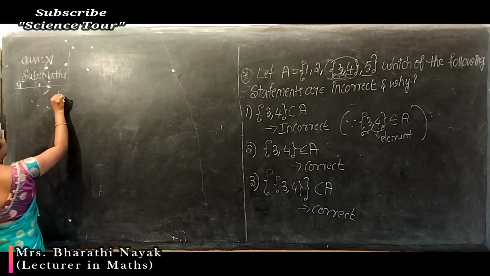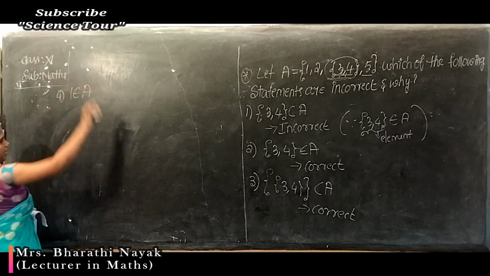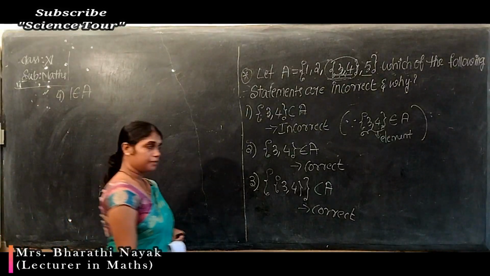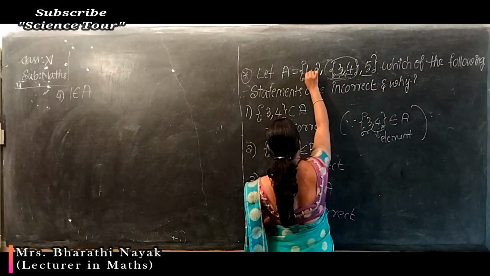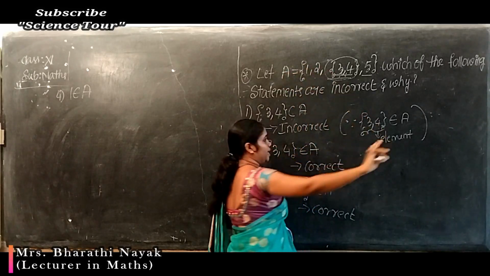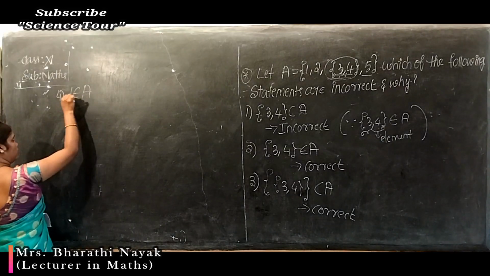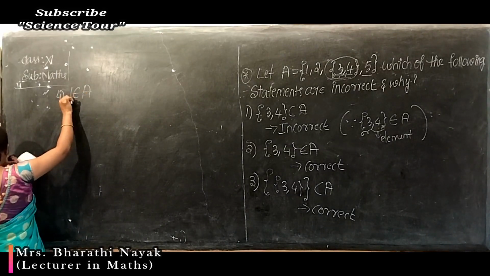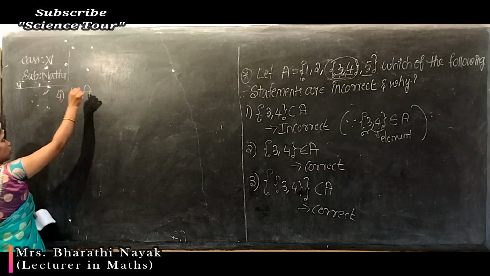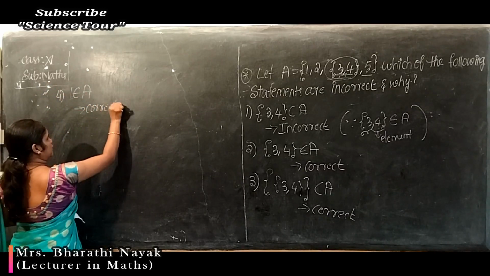Fourth one. 1 belongs to A. Okay, is it a correct statement? Whether 1 is one of the elements of A, since it is an element of A, can I take the belongs to symbol? Yes. So this is a correct statement. 1 belongs to A because here 1 is one of the elements of A. So therefore this is correct.